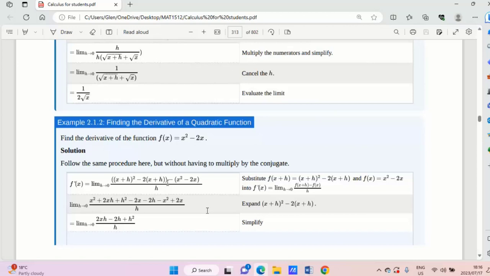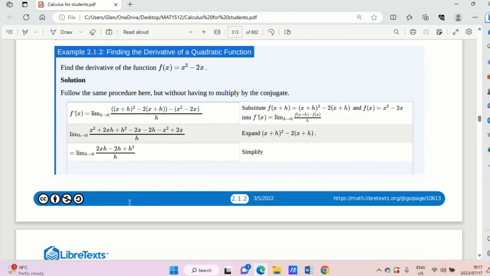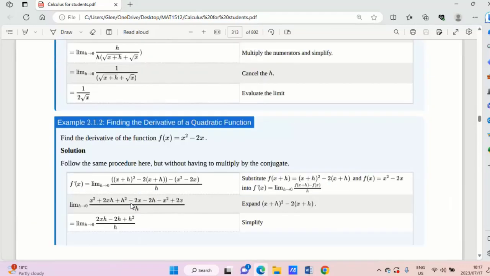Look at this part. Focus on this part. Don't focus on the right-hand side. Focus on the left-hand side, in terms of the substitution. Are you still with me? Yes, sir. Okay, thank you. If you are still with me.